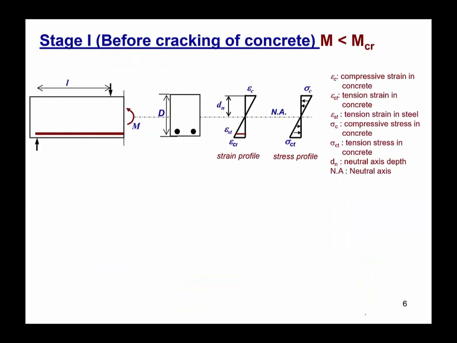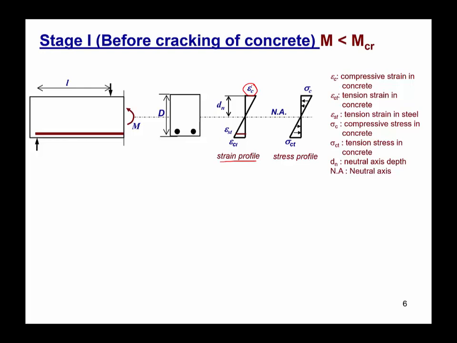If we start applying load to this reinforced concrete beam and take a cross section at the midspan of this beam, we see a stress-strain profile like this one when the load is very small. At a very small load level, the strain and the stress profile are both linear as shown in the figure here. Now, the strain profile for this cross section at the midspan of the beam is linear as shown here.